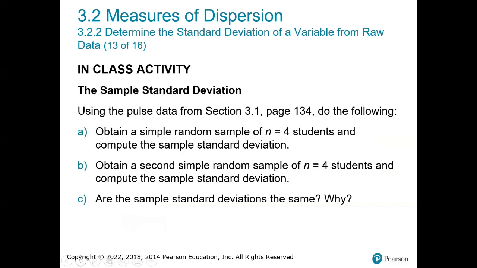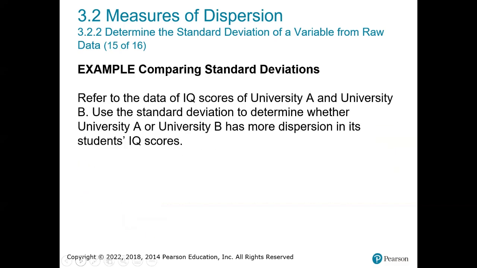The next thing we're going to do, I'm going to skip that one there, is go to the IQ scores. So we already know that the IQ scores had a really wide range. And we're also going to be able to see that the one with the larger range is also going to have a larger standard deviation, because the more spread out the data, the larger the range and the larger the standard deviation.